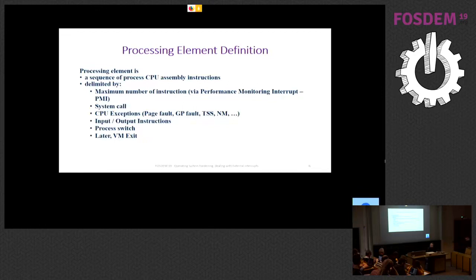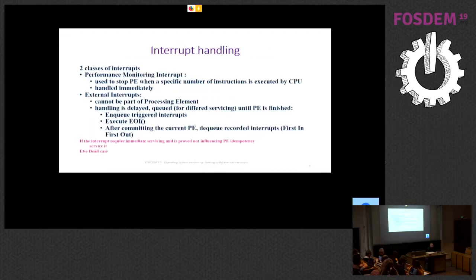Okay, so concerning the external interrupts, we distinguish two classes of external interrupt. The first class is performance monitoring interrupts. This interrupt is used by the hardening module to stop the processing element when a specific number of instructions is executed by the CPU. And this interrupt has to be handled immediately. The second class is all the other external interrupts.